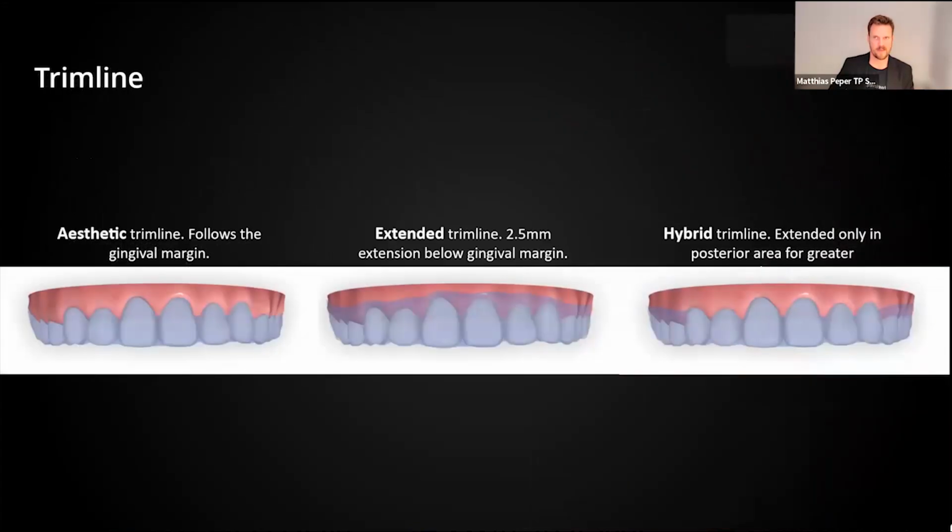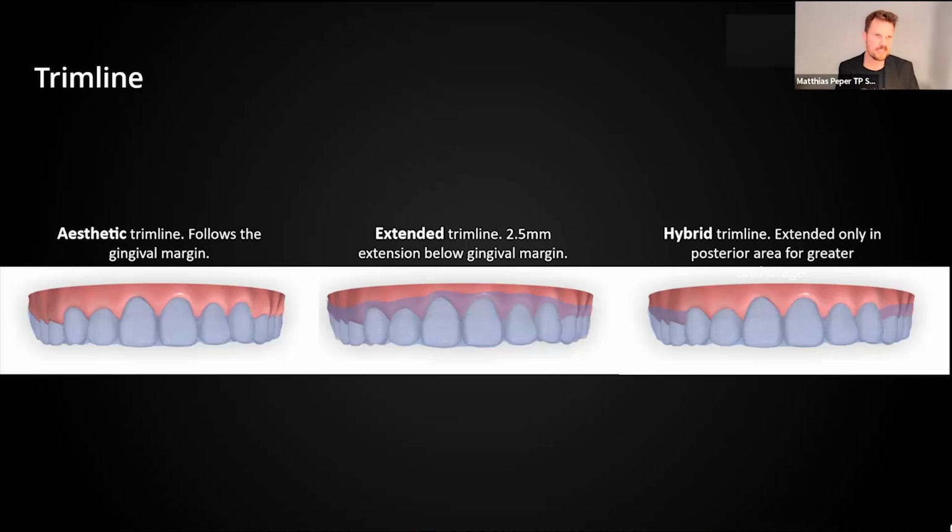And yeah, you can see that we can choose a different trim line. So we have the aesthetic trim line that follows the gingiva margin. We have the extended trim line, which is 2.5 millimeter extension below the gingiva margin. And we can also choose the hybrid trim line, extended only in posterior area for greater anchorage.